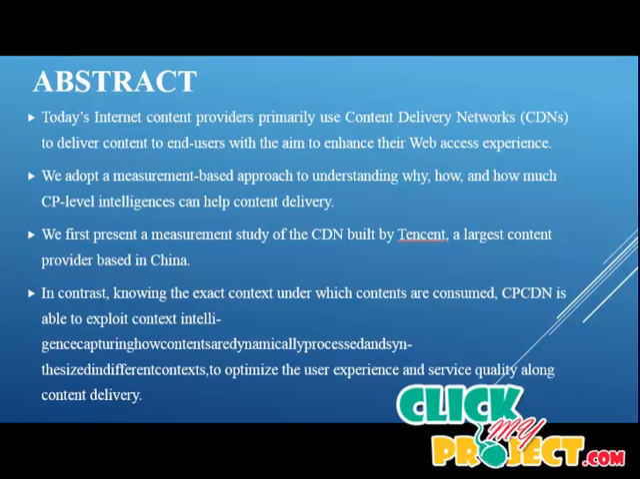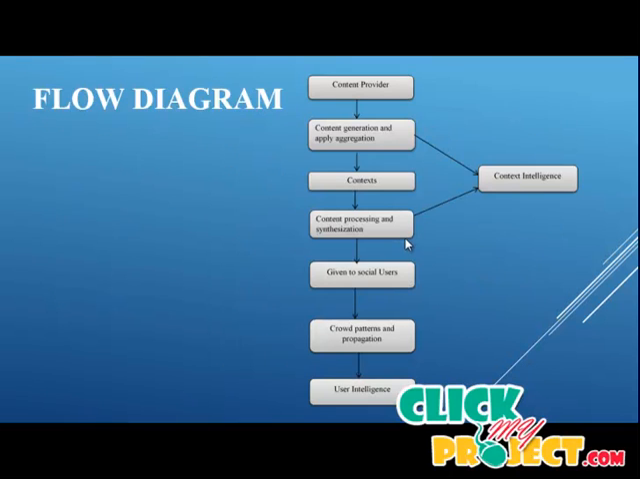inter-server traffic by 98%. This flow represents a content provider, content generation, and apply aggregation, in which the aggregations are centered on the content's intelligence. Then the contents received from these upper parts are provided to the lower parts, content processing and synthesization, given social user crowd patterns and propagation. Then finally, all the details are sent to the user intelligence. User intelligence will evaluate the results.